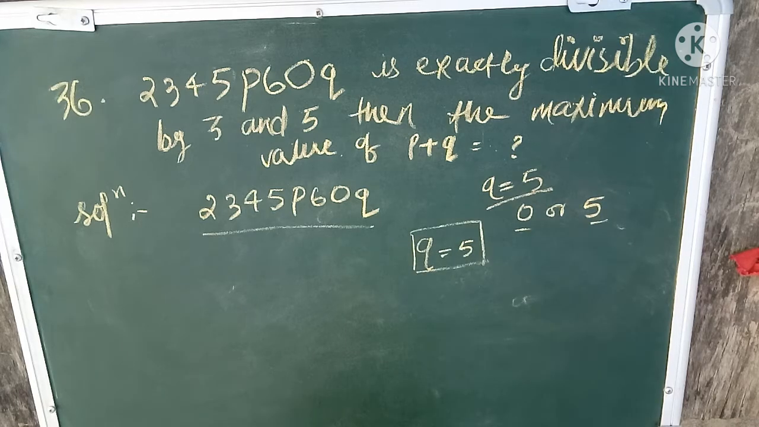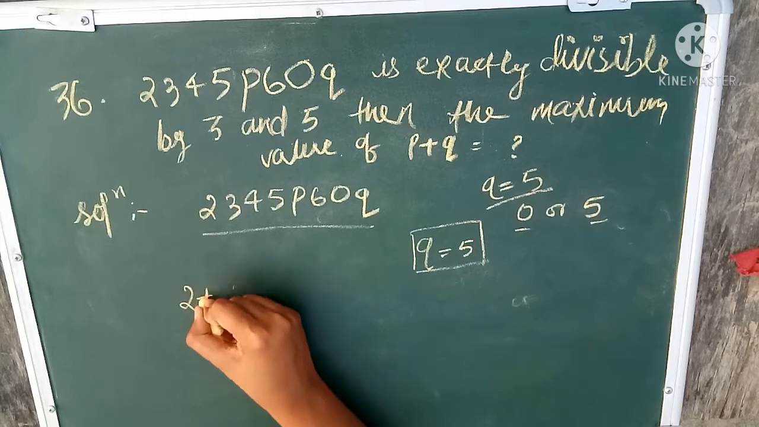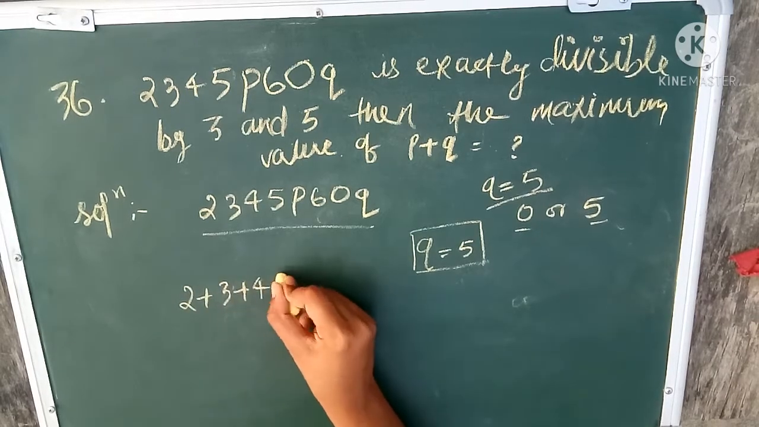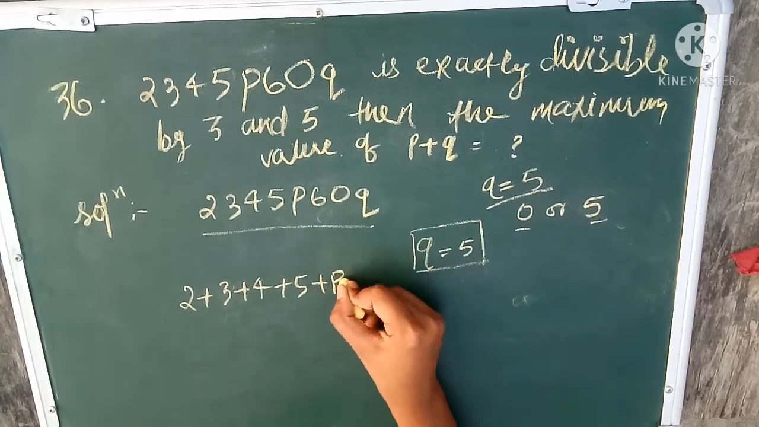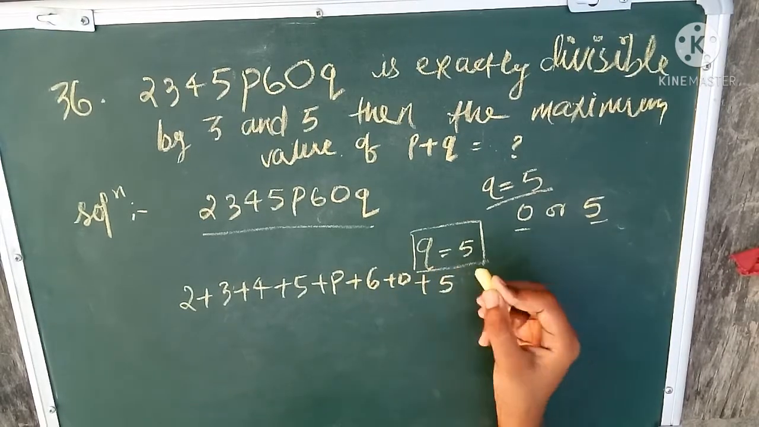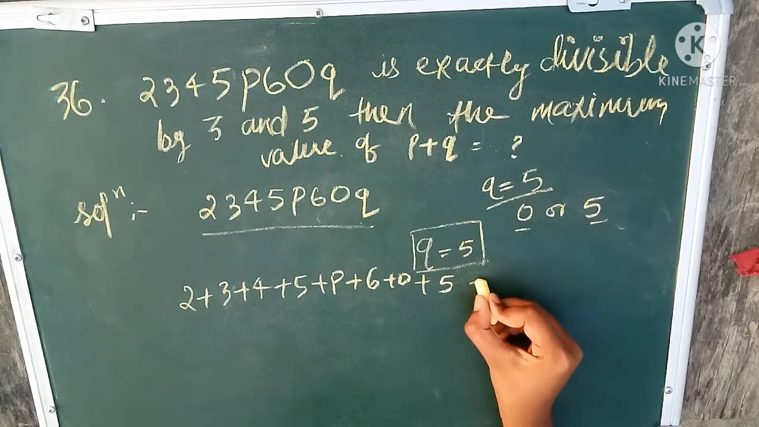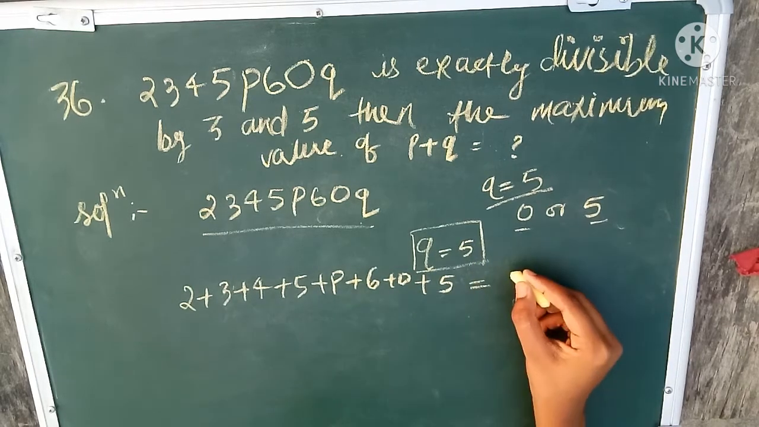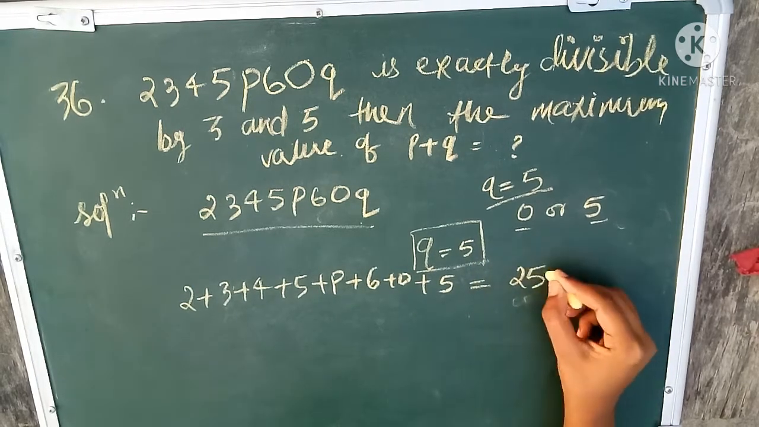Now the divisibility rule of 3 says that a number is divisible by 3 if and only if the sum of its digits is also divisible by 3. So here we have 2 plus 3 plus 4 plus 5 plus P plus 6 plus 0 plus 5. We have put Q equal to 5. So when we calculate this, we will get here 25 plus P.